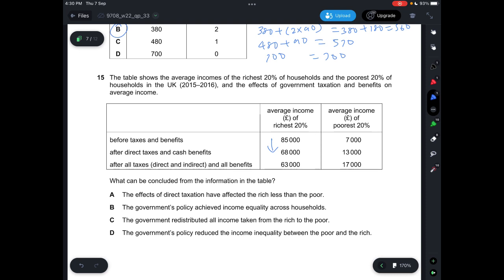whereas for the poorest 20%, it's not ringgit, pounds. 7,000 becomes 13,000, so it's 6,000 pounds. So A is not correct. B, the government's policy achieved income equality across households. No, because the income is not equal, so it's incorrect.